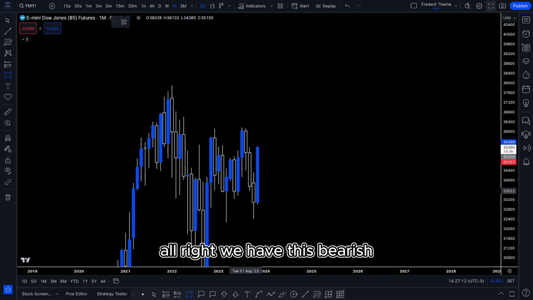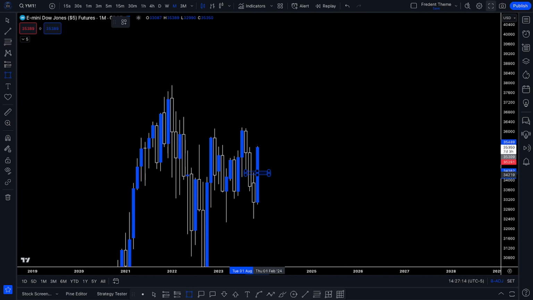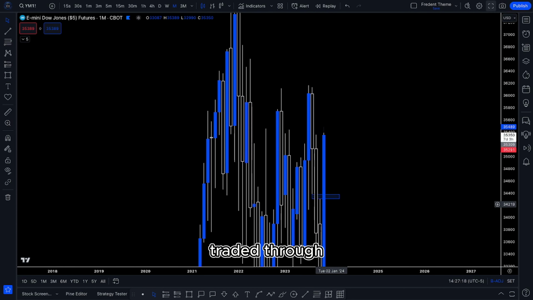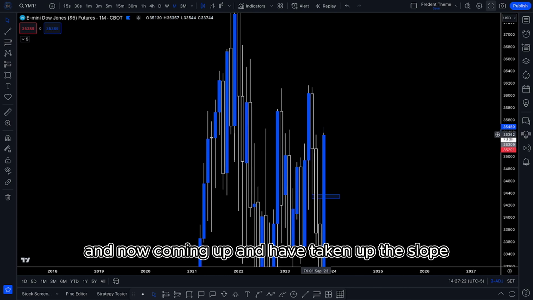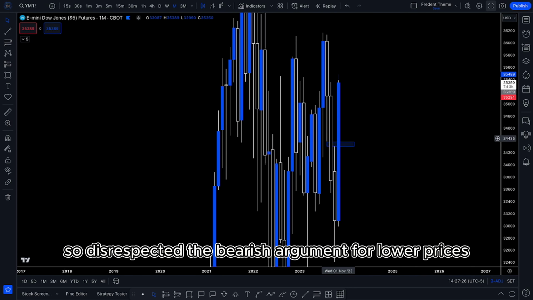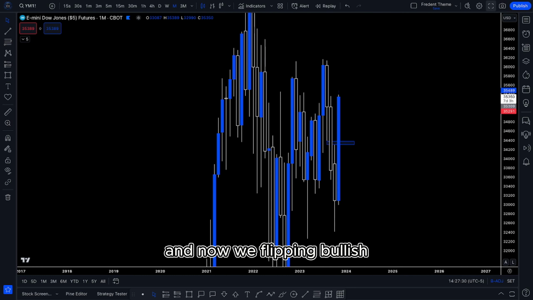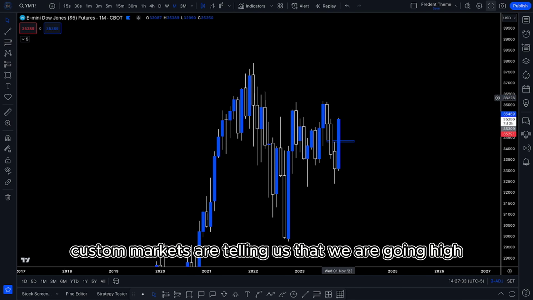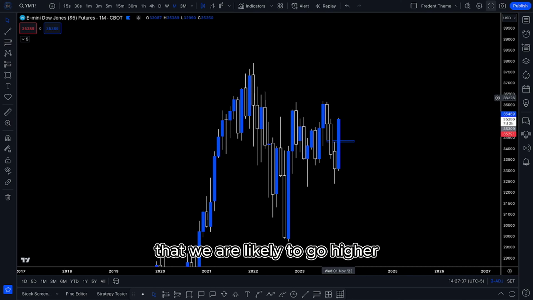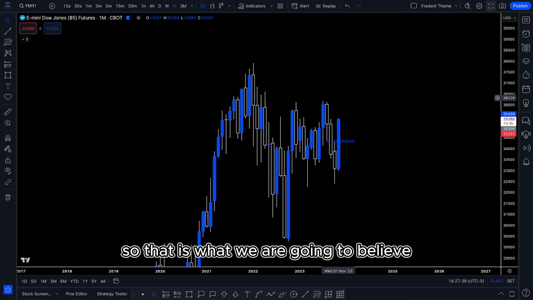Alright, we have this bearish monthly fair value gap that we traded through like a week ago, something like that, and now price has come up and taken this low. So this respected the bearish argument for lower prices, and now we are flipping bullish because the market is telling us that we are likely to go higher. So that is what we are going to believe.